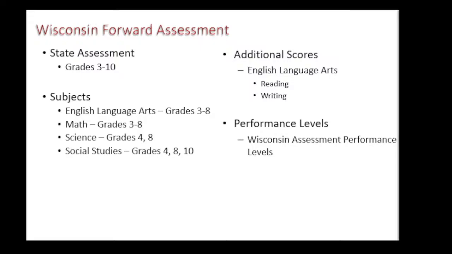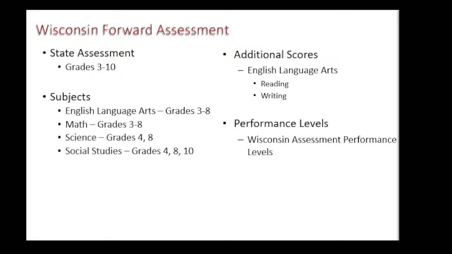And so that's where you'll just see a little bit of different results as you look through any of the summary information, it's very grade dependent. There are 2 additional scores provided. There's a writing and a reading score that's broken out from the English Language Arts score. And the performance levels on the Wisconsin Forward Assessment are the Wisconsin Assessment Performance Levels.